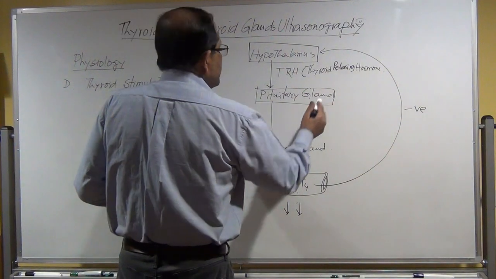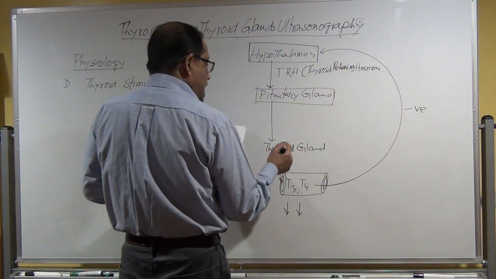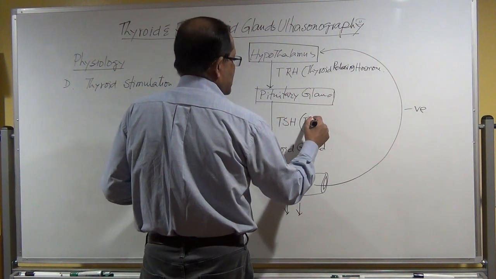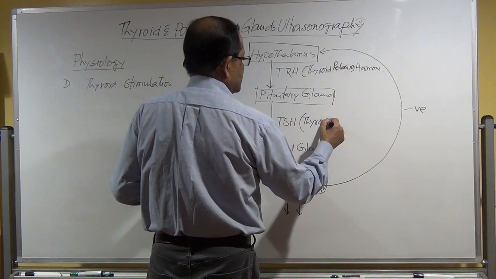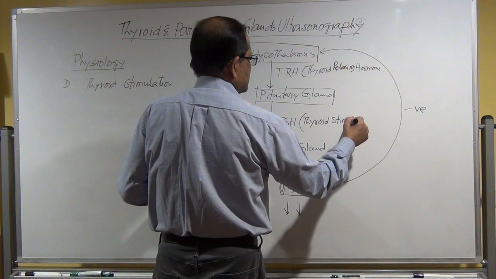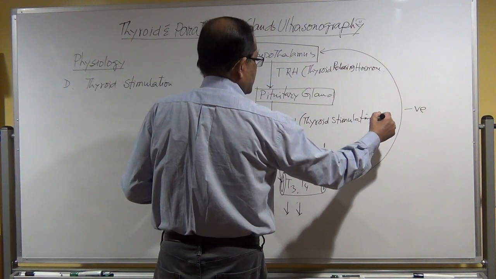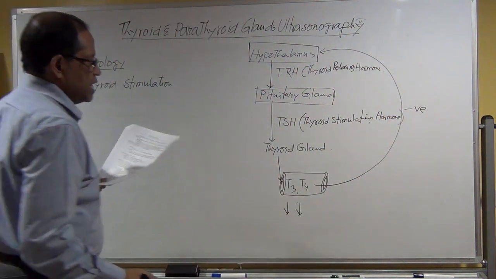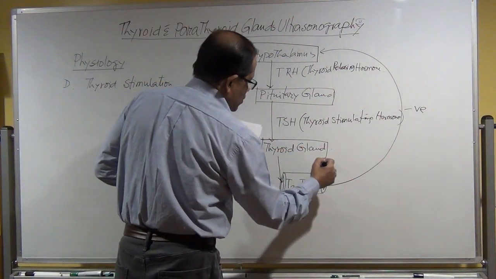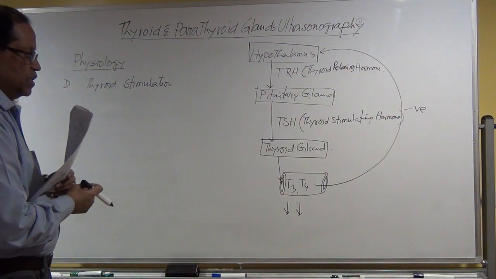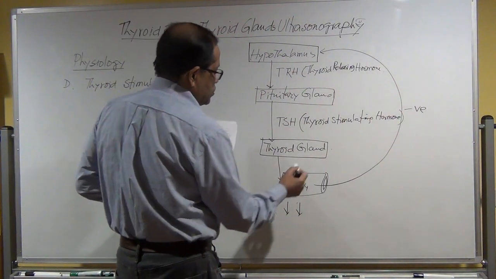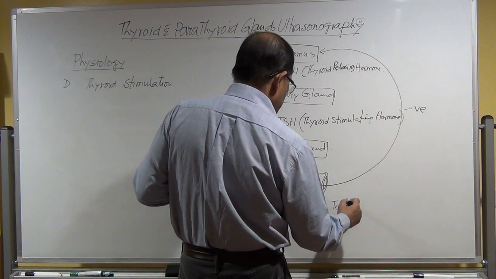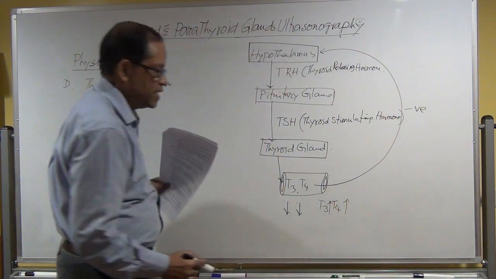So now the pituitary gland will send the information to the thyroid gland by TSH, thyroid stimulating hormone. Thyroid stimulating hormone will be working on the thyroid follicle, and they will produce now T3 and T4, and the T3 and T4 in the blood will be increased.